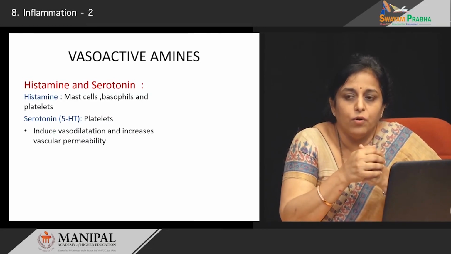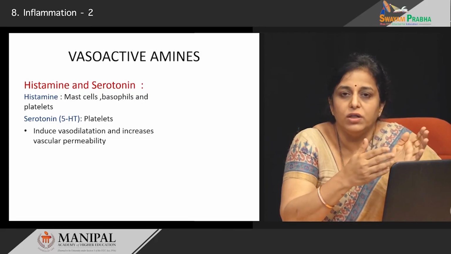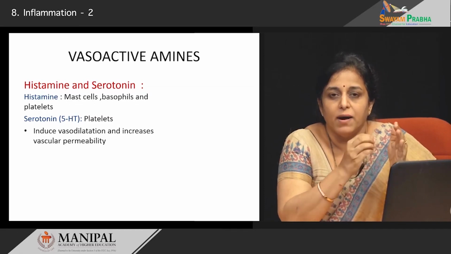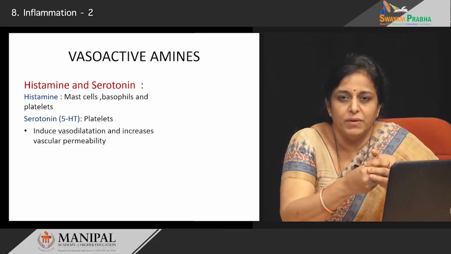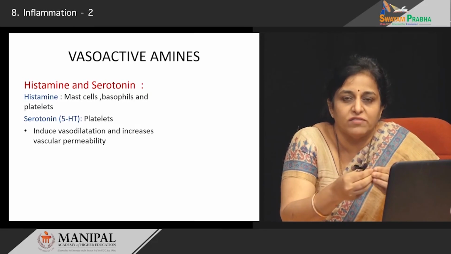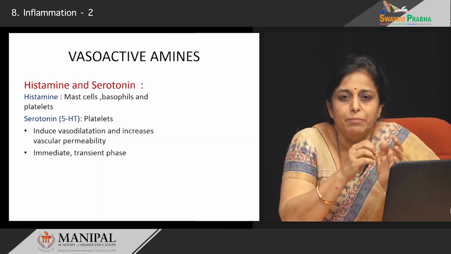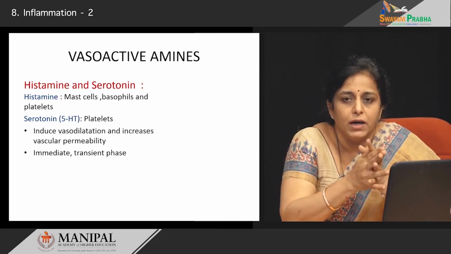Now, they cause their action mostly on the blood vessels. We learned during the vascular events of inflammation that mast cells at the site of inflammation release histamine within seconds or minutes of the entry of an injurious agent, resulting in vasodilation and increased vascular permeability. The immediate effects that we see in case of inflammation are brought about by histamine.